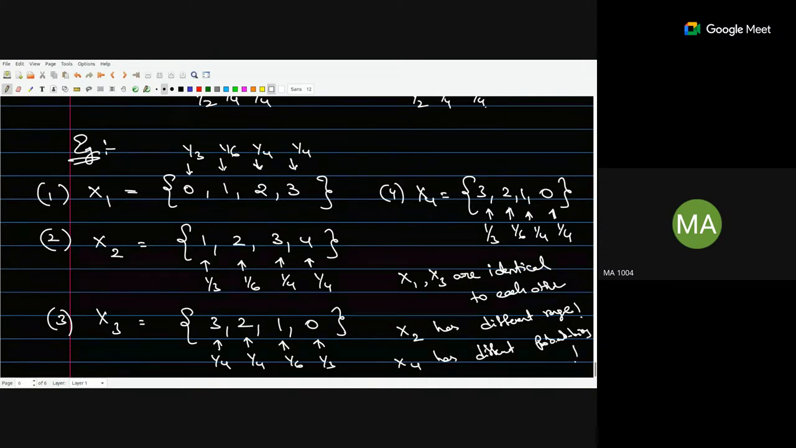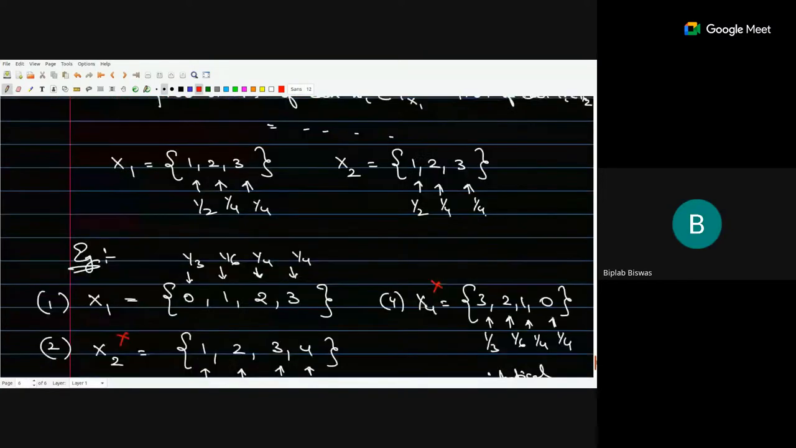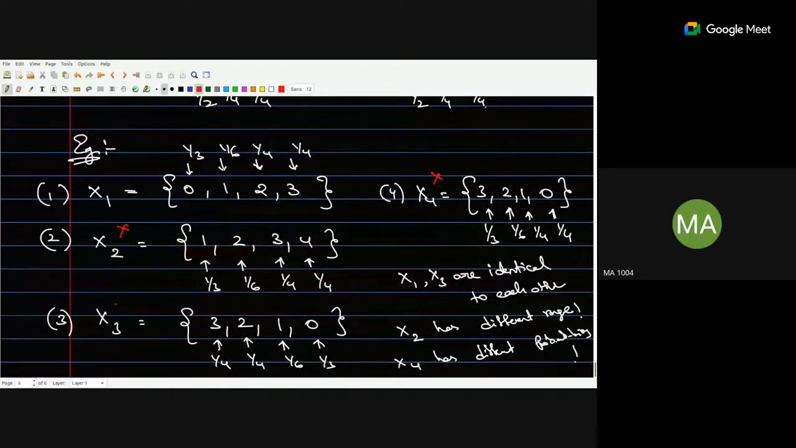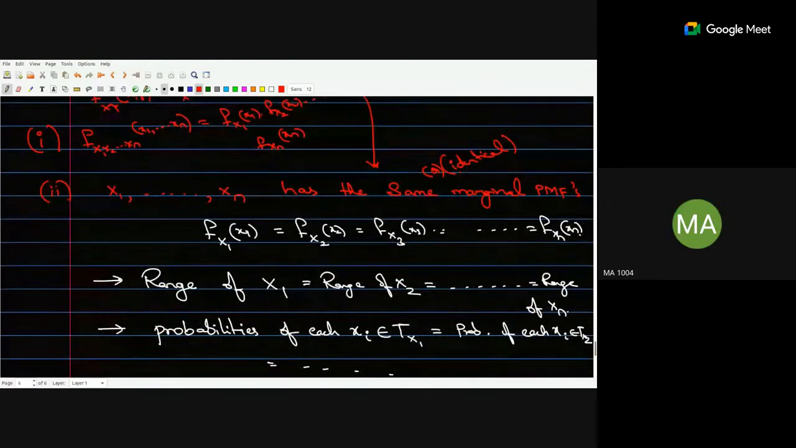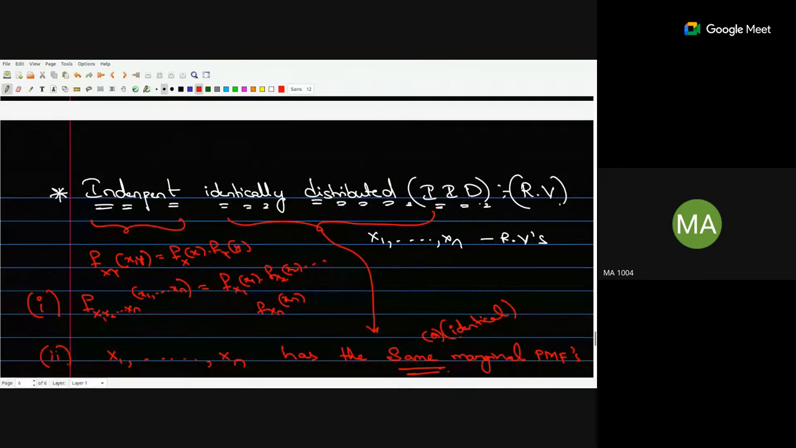Okay, so therefore x4 and x2 are not identically distributed with x1 and x2. So now people should get the understanding of what identically distributed means. The values should be the same and the probabilities for those particular values should also be the same. If these two are the same, then we say they have the same or identical marginal PMF. So the random variables x1 to xn have identical marginal PMF. If these two are happening, then we say that. That's the second condition required for independent identically distributed random variables.